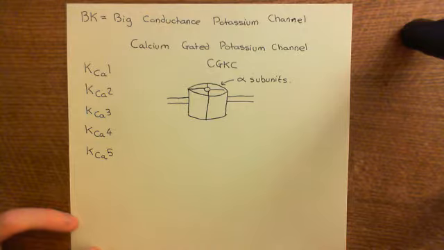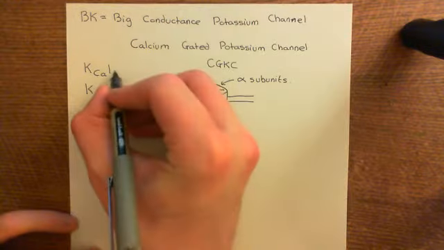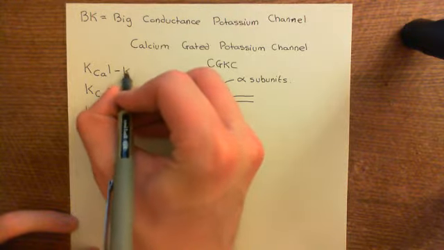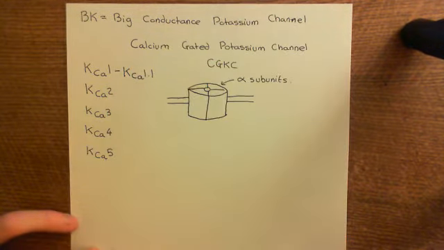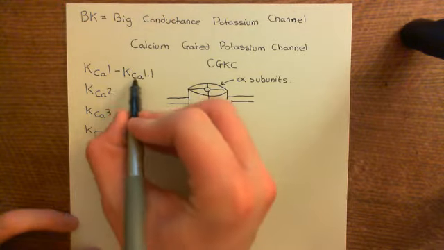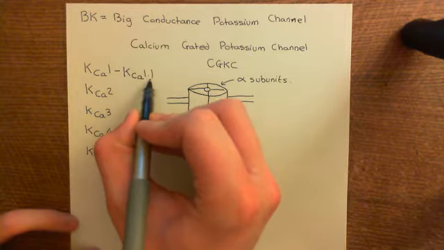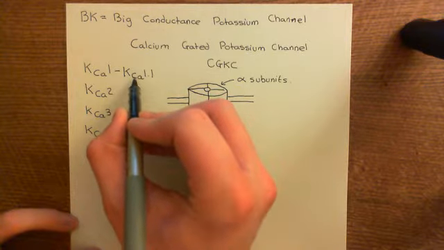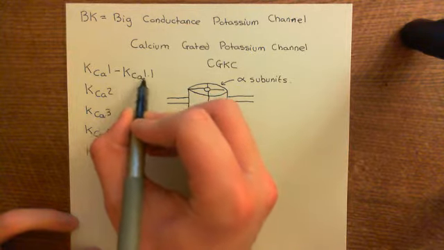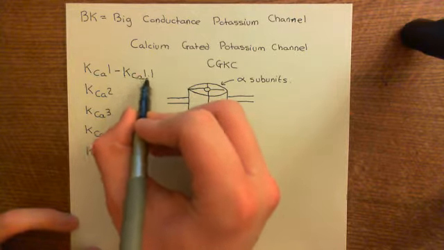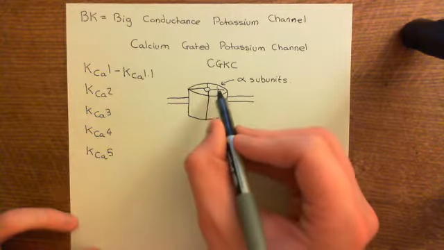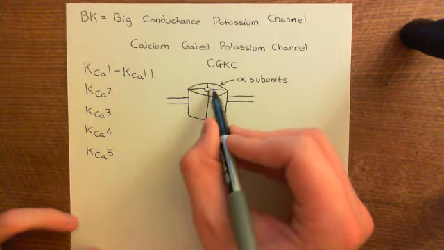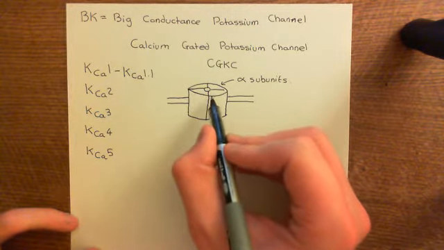Now, let's talk about the genes within these families. In the first family, the first gene is known as the KCA1.1 gene, and there's only one gene within that family. This KCA1.1 gene can be transcribed into some mRNA. The mRNA will then be translated, and it will make a protein which can be used as an alpha subunit in a calcium-gated potassium channel.